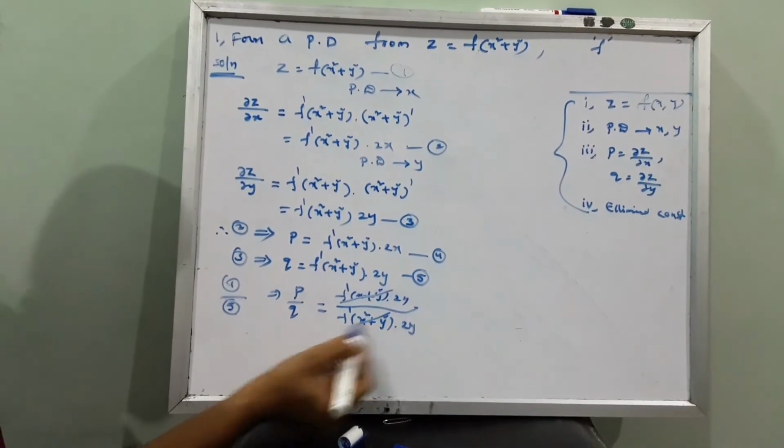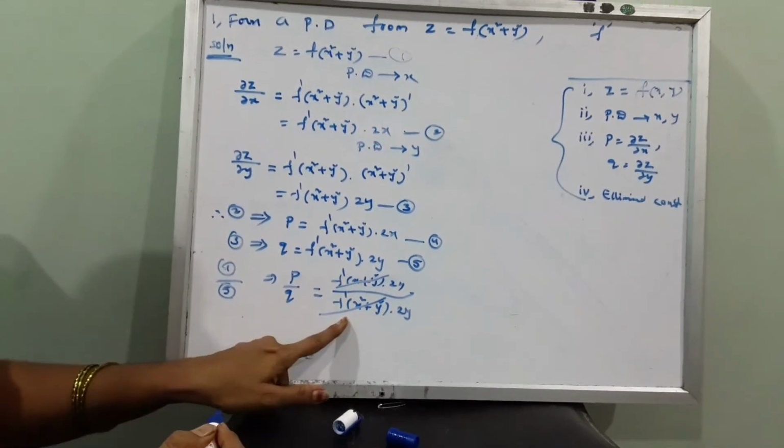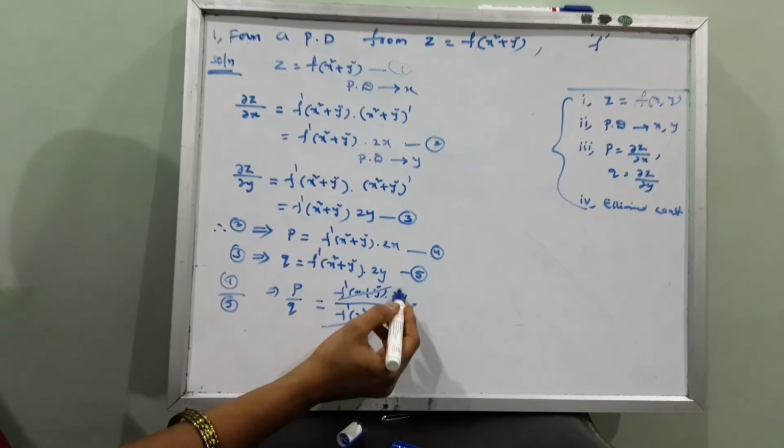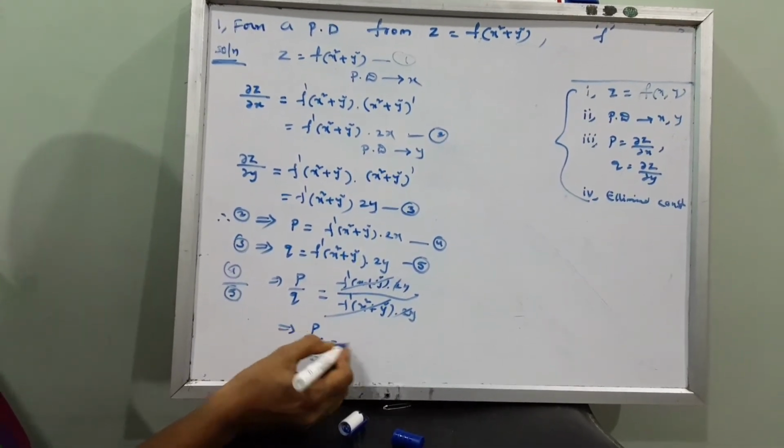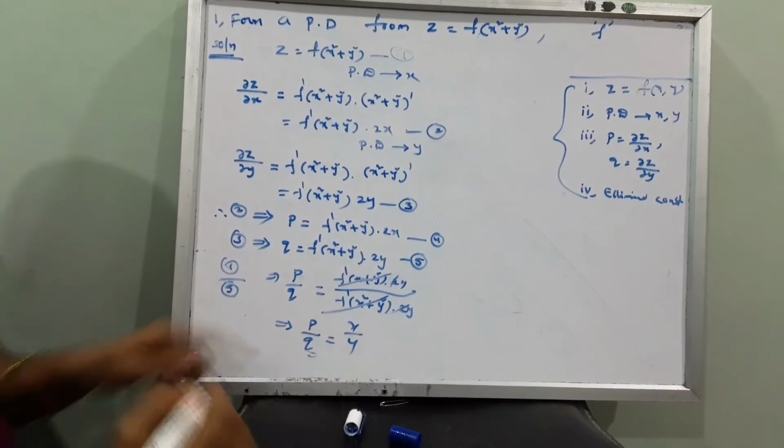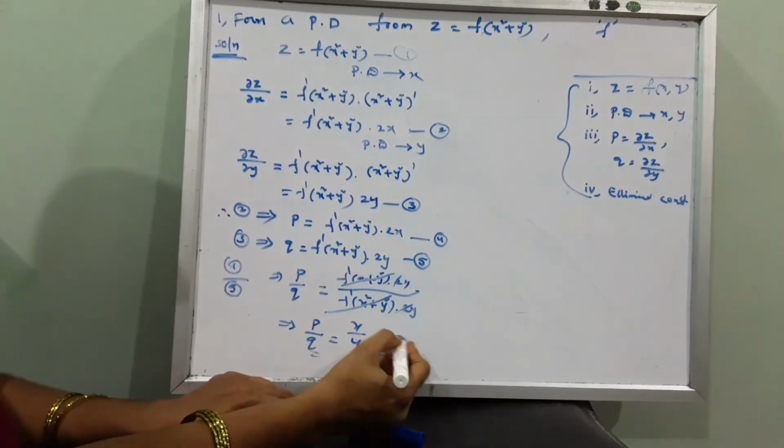Here these two will get cancelled. F dash of x square plus y square, here f dash of x square plus y square, the 2 will get cancelled. This implies p by q is equal to x by y.